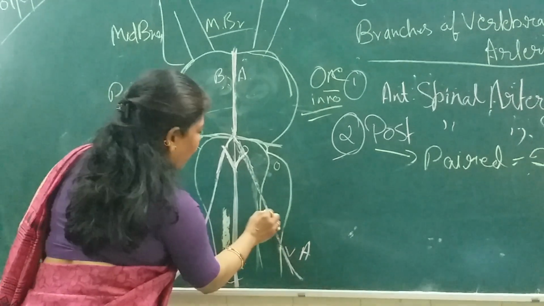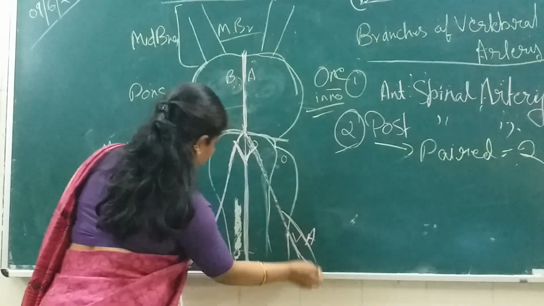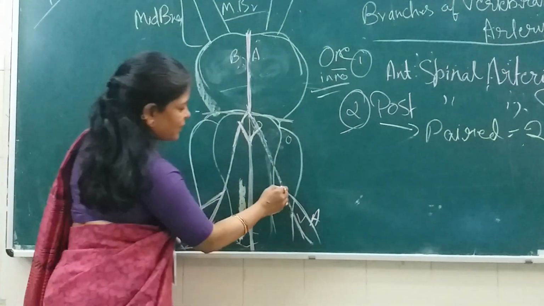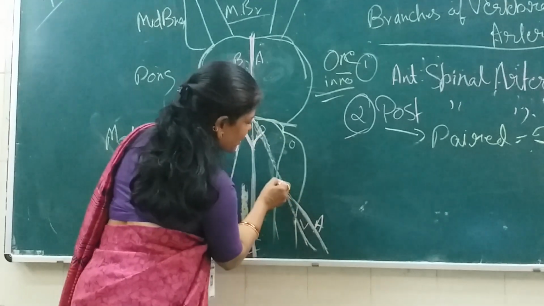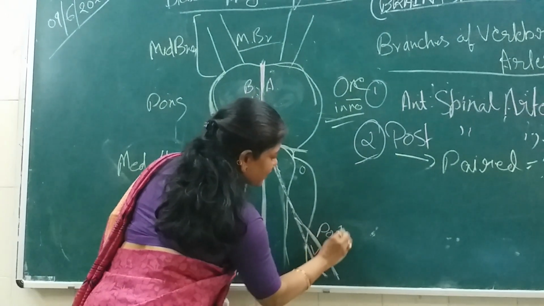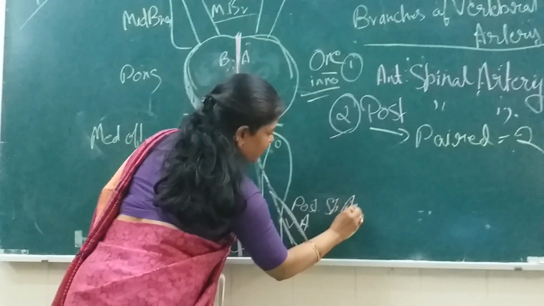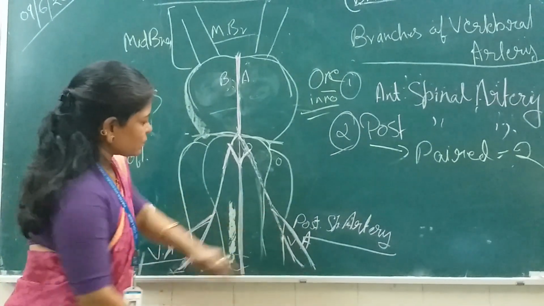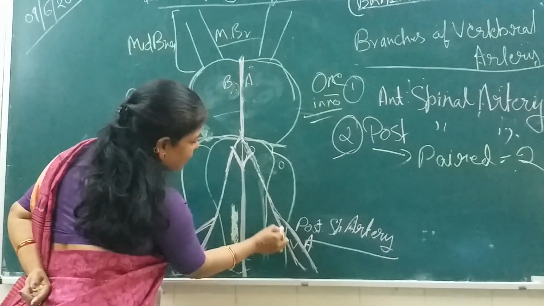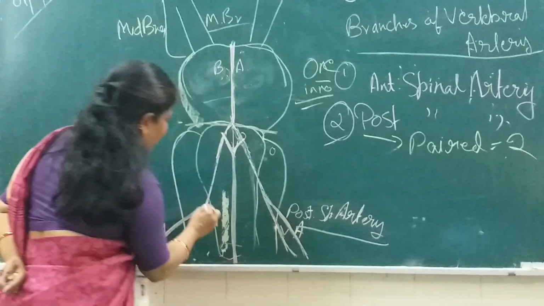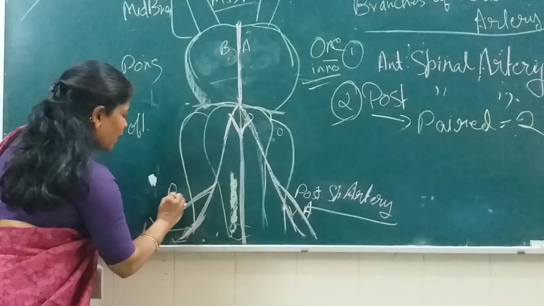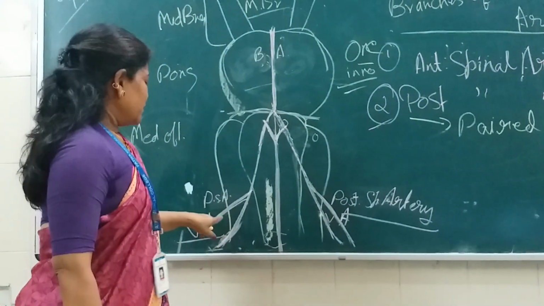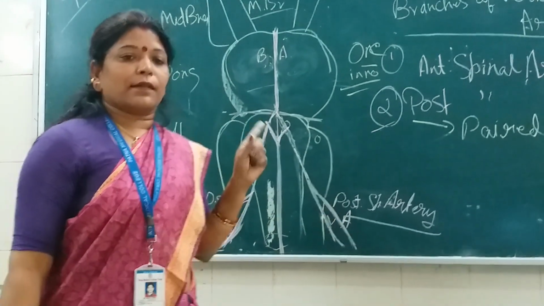Look here. From here, again a pair of arteries will arise. And this artery is known as what? The posterior spinal artery. Isn't it? From this vertebral artery, again an artery arises on both sides, which is known as the posterior spinal artery. That means the posterior spinal artery is a paired artery.